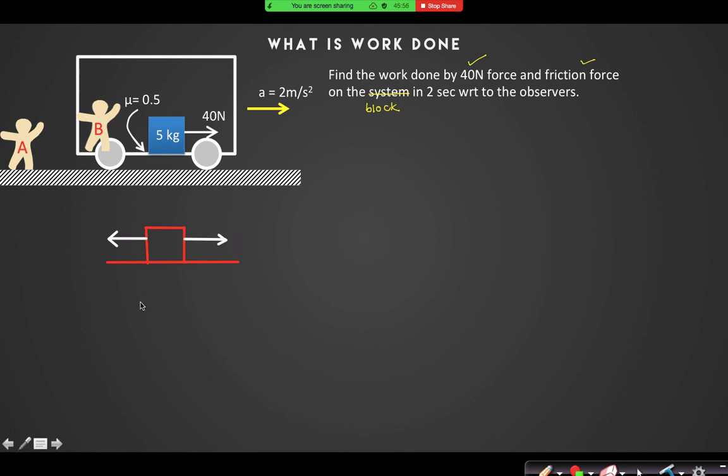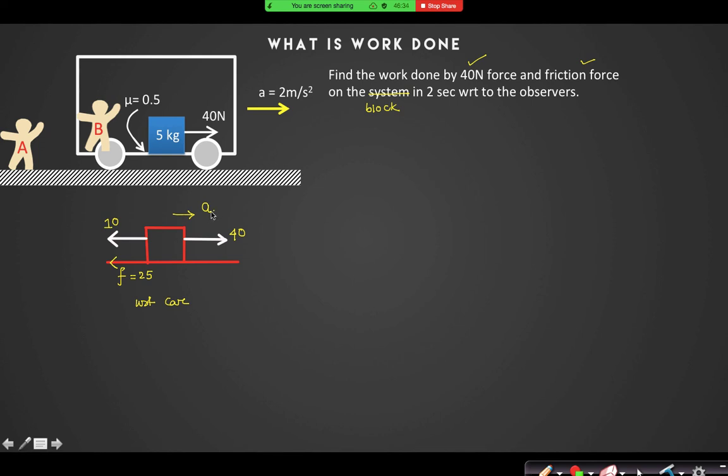It is with respect to the car. If you draw with respect to the person, that is a different issue, but I am drawing with respect to the car. So this is 40 Newton and that is 10 Newton. So what is the net force? 30 Newton, and the maximum friction force is 25 Newton. So definitely friction force will be 25 Newton here, and the body will accelerate with a relative acceleration.